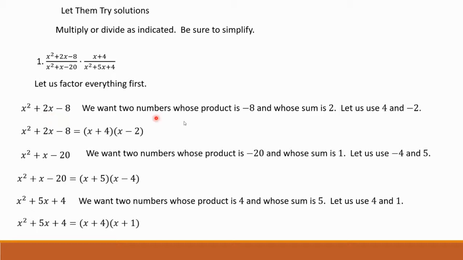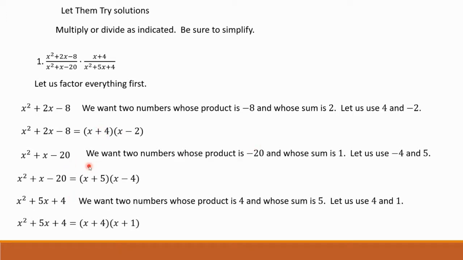What numbers do that? Well, how about 4 and negative 2? We have x plus 4 times x minus 2. So 4 and negative 2 work. Their product is negative 8. The sum is 2. So that works then. We get this.